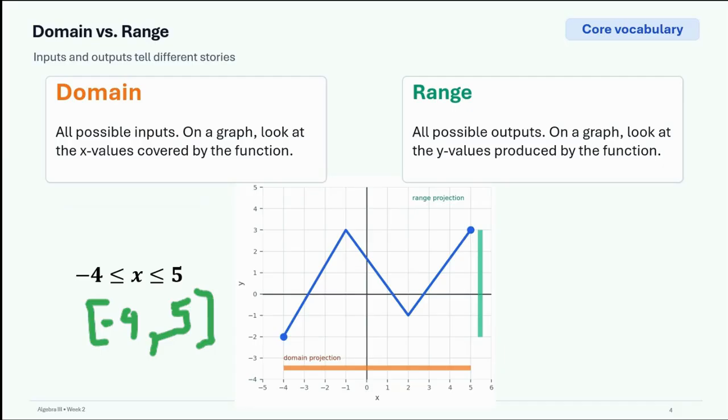If we look at the range, looking at the green up and down line, the range shows us that this goes as low as -2 and goes all the way up to 3. So we could write that as well in interval notation. -2 and then 3 with a bracket on those as well.